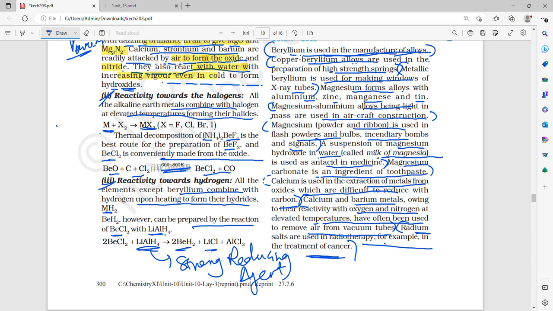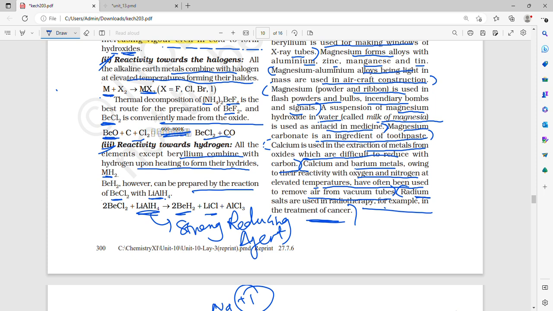Thermal decomposition of (NH4)2BeF4 is the best route for the preparation of beryllium fluoride, and beryllium chloride is conveniently made from the oxide. So how is beryllium chloride made? Beryllium chloride is made from beryllium oxide, that is the oxide of beryllium, and thermal decomposition of ammoniated beryllium fluoride is the best route for the preparation of beryllium fluoride.